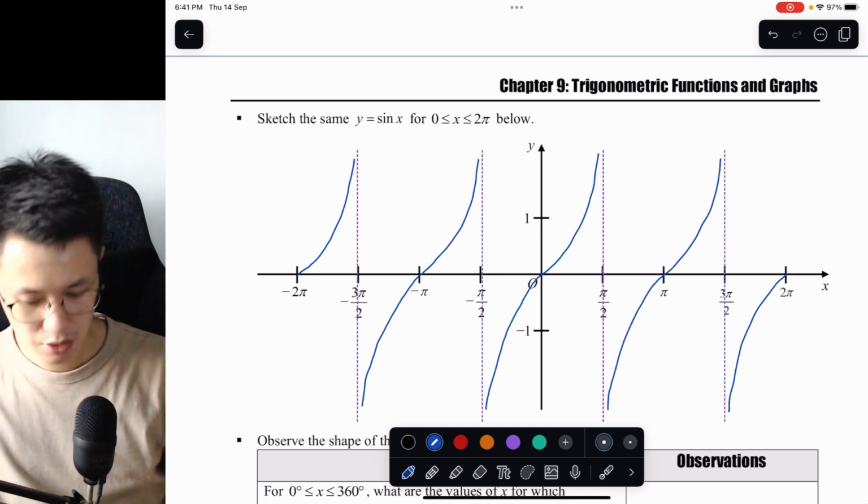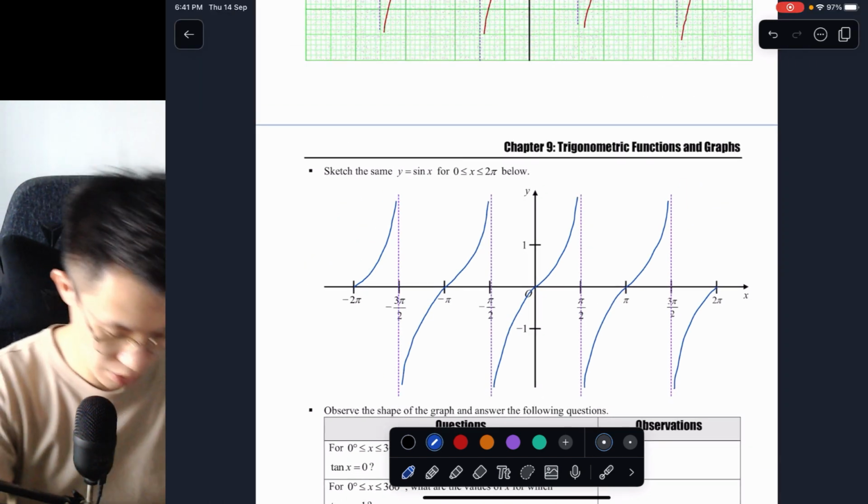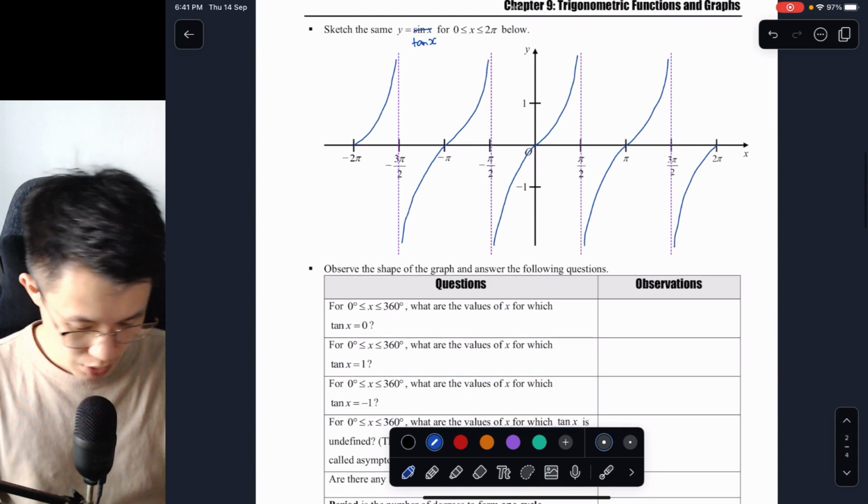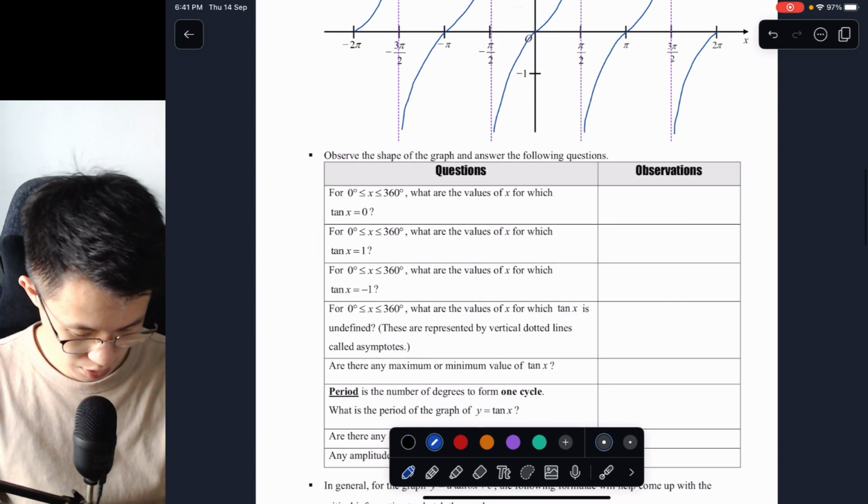Something like that. Okay, so that's how you draw your tangent. Oh, sorry, just change this to tangent. I forgot to change it out. Okay, so you can answer all these questions very straightforwardly.